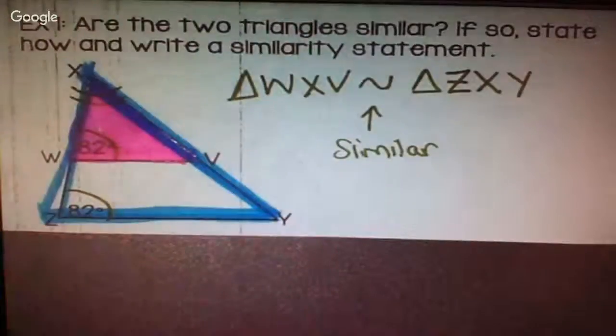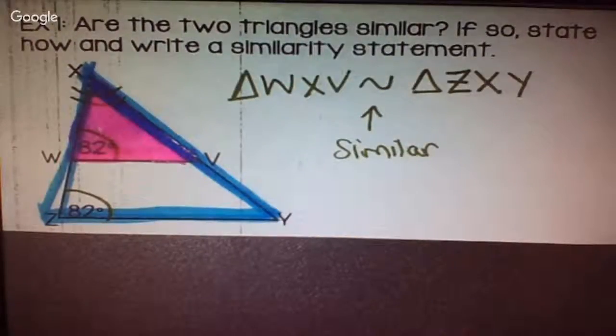All you did was take away that equal sign. So a congruent sign is the similar sign with an equal sign below it, and the similar sign is just take out that equal.